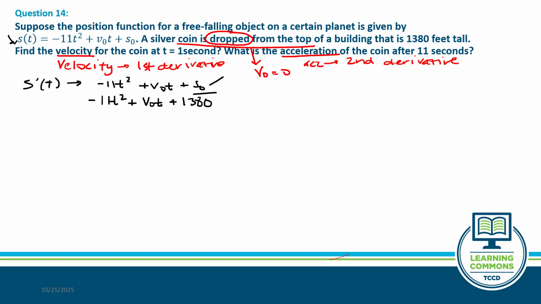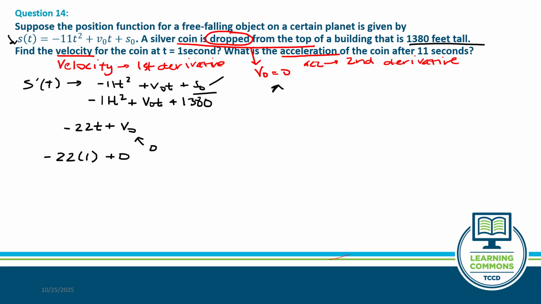Because s0 is going to be this height right here. So if I wanted to find that first derivative, it's going to be negative 22t plus v0. And that's it. So in this scenario, since you know v0 is going to be 0, it's going to be negative 22 times 1 plus 0. Because we just said it's being dropped. You don't have an initial velocity. If it's thrown, there will be an initial velocity. But again, they usually state that in the problem.